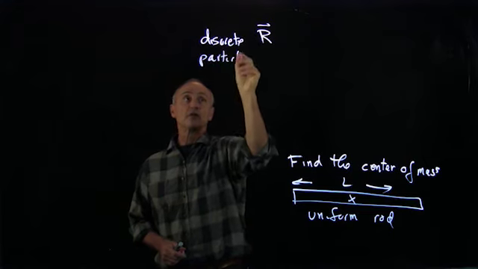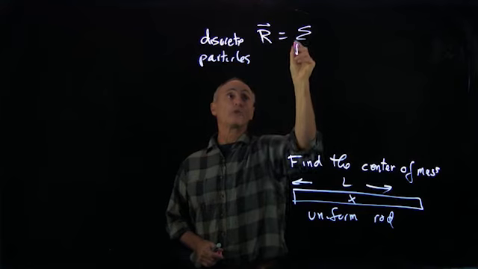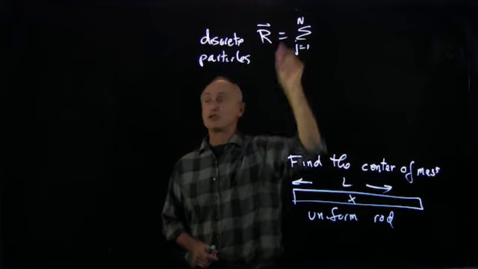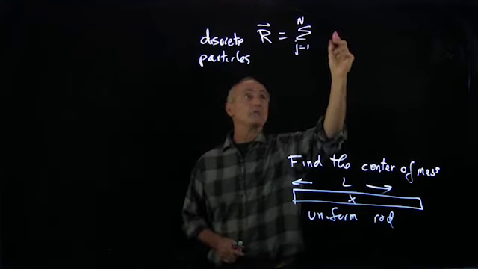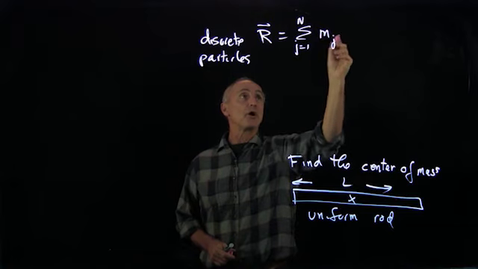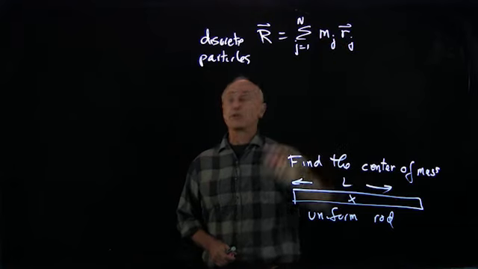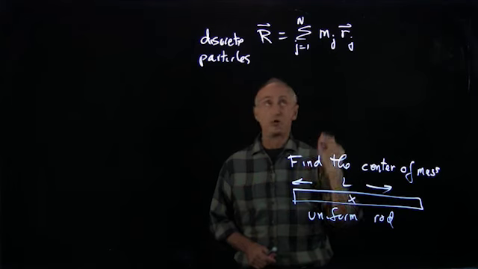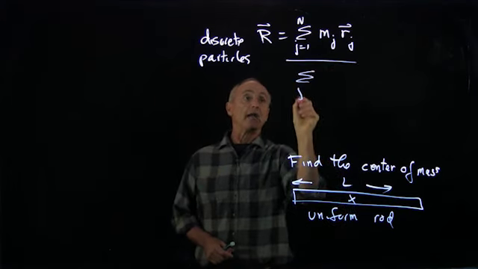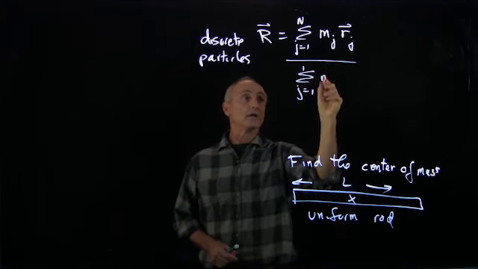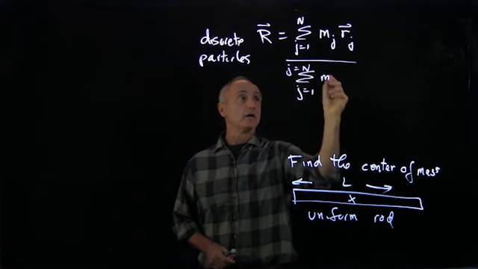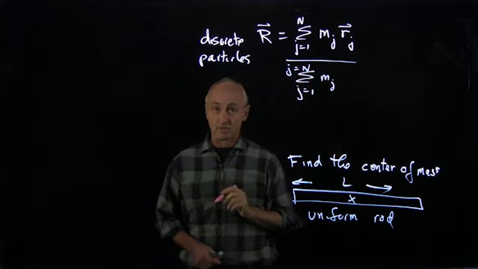Recall that this was a sum over all the particles in the system. So we'll take a label j that goes from 1 to n. It was the mass of that jth particle times the position vector of that jth particle with respect to some origin. And we're dividing that by the sum, j goes from 1 to n, of the total mass in the system.